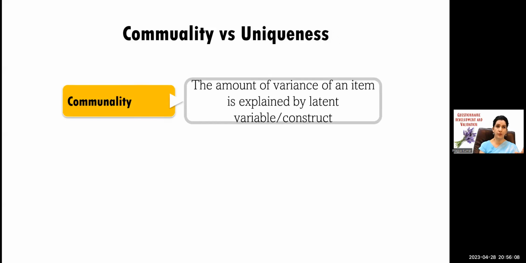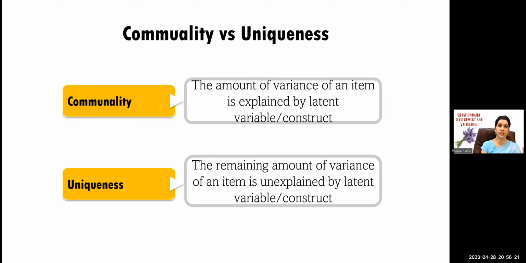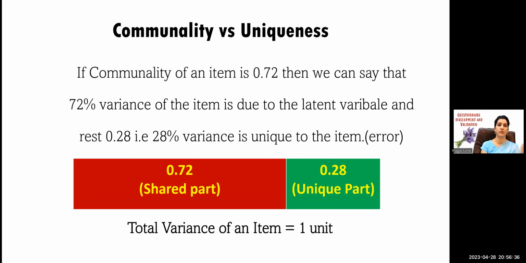So now what is communality? Communality is basically the amount of variance of an item which is explained by the latent variable or construct. And why do we call it communality? Because it is shared. Coming to the uniqueness, it is not shared. Uniqueness is unique for each item, and it is the amount of variance which is not explained by the latent variable or construct. This is just one example, so treat this whole thing as one item.